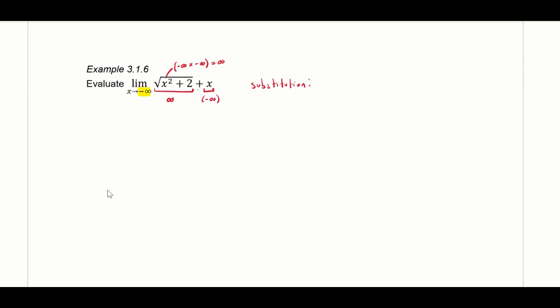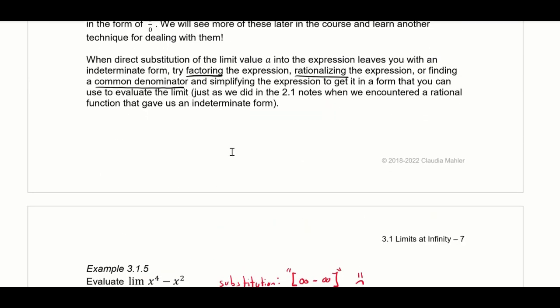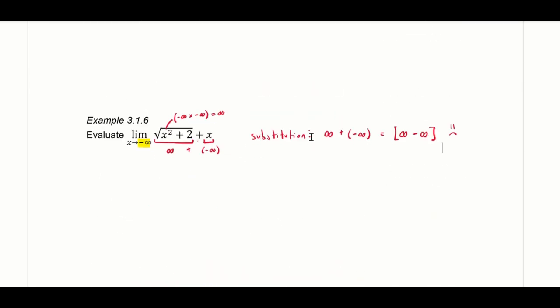And then I'm adding those two things together. So with substitution, I basically have something going to infinity plus something going to negative infinity, which is that indeterminate form we just saw, infinity minus infinity, which, like we just said, we can't really do anything with. So just like the previous example, I want to get it out of this indeterminate form into something where I can actually compute a limit.